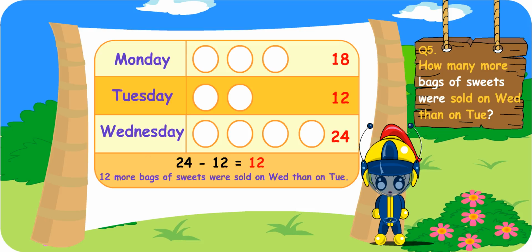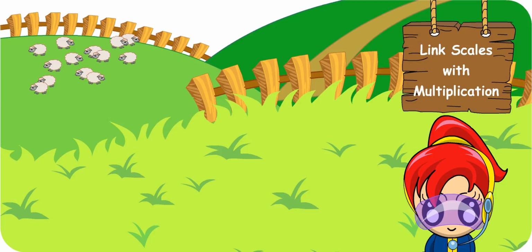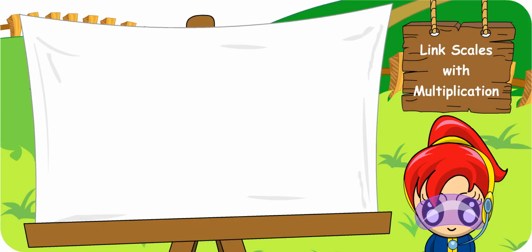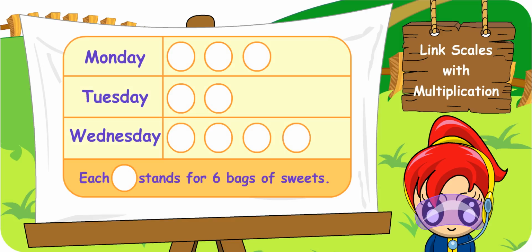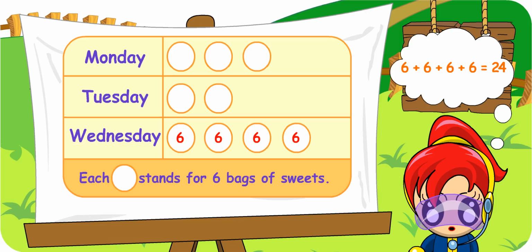Very good, Turbo Girl. You did addition to find the number of bags of sweets sold on Wednesday in the previous example. Yes, since there are 4 circles and each of them stands for 6 bags of sweets, I add the number 6 up 4 times. That is how I got the final answer 24. What you did is correct, but I have an easier way for you to get the same answer 24.